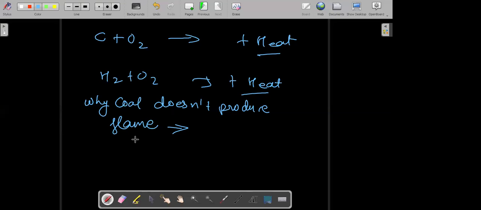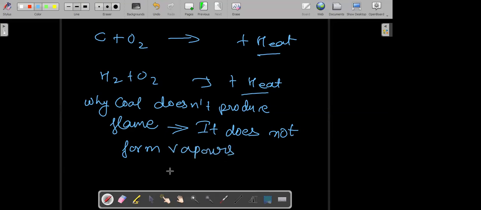Yes, that's the correct answer. Because it doesn't form vapors, or it doesn't turn into a gas. Coal doesn't vaporize, so that is why it doesn't form a flame. Got it?